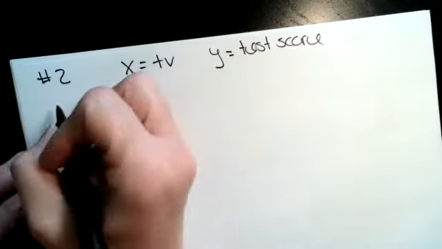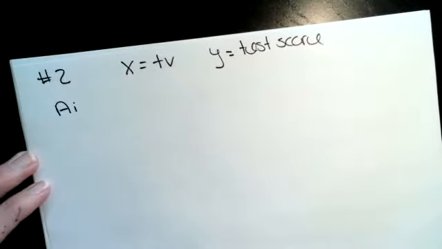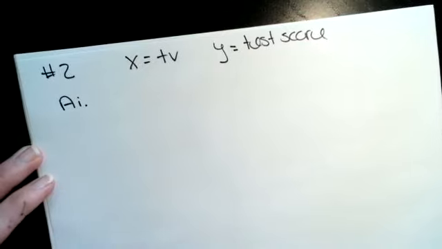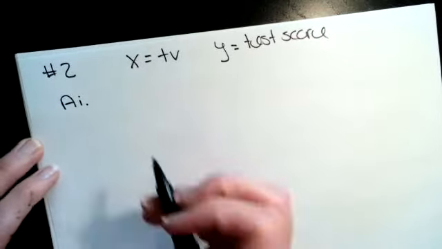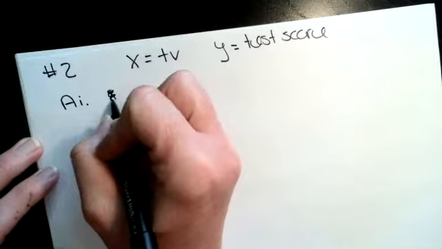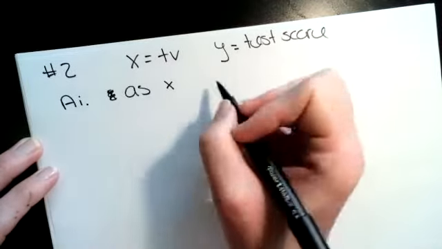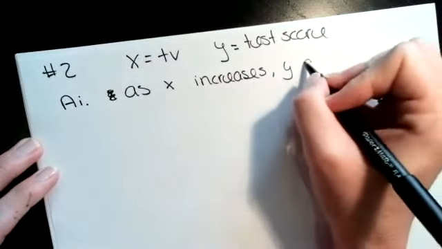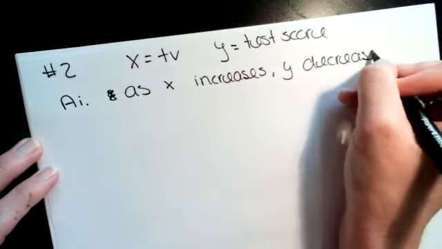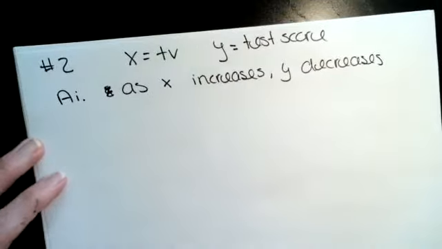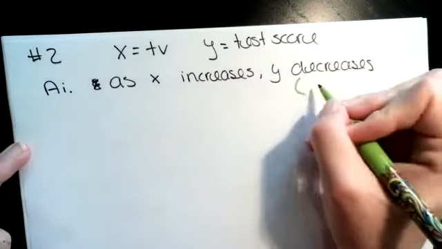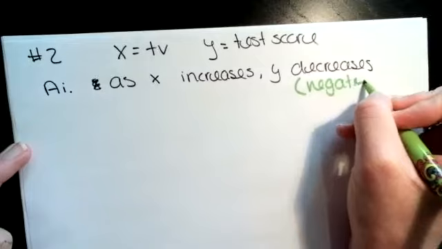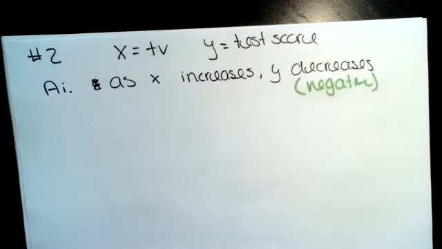Okay, so the first part of part A asks for us to describe the strength and direction of the linear relationship from the scatter plot. So I'm just looking at the plots. I could do this 2 different ways. I can say, as X increases, Y decreases. This is my direction, right? This means a negative direction.